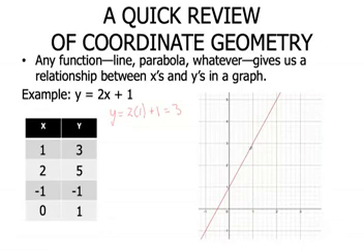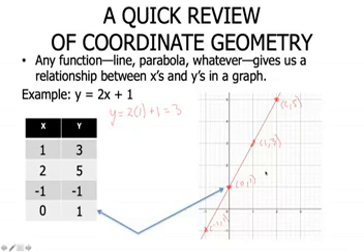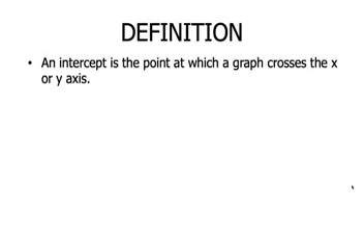See, we got 1, 3 right there. And we got 2, 5 right there. We got the point negative 1, negative 1. And the point 0, 1. Now, this particular lesson focuses on this type of point. That is an intercept. An intercept is where the graph meets one of the axes, be it x or y. And so that's our definition, right? An intercept is the point at which a graph crosses the x or y axis.